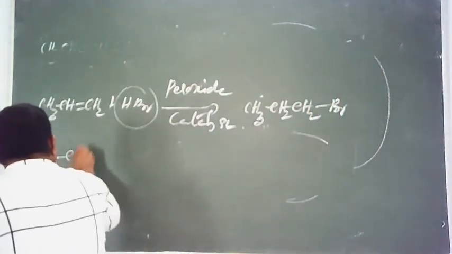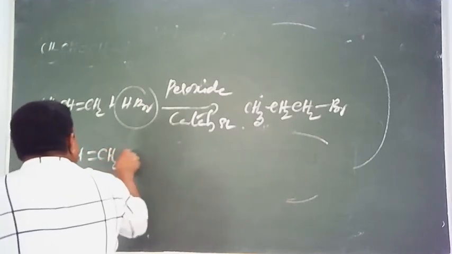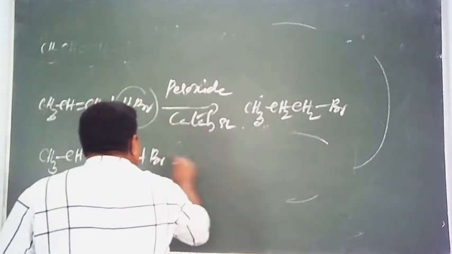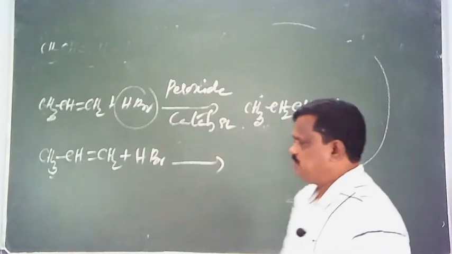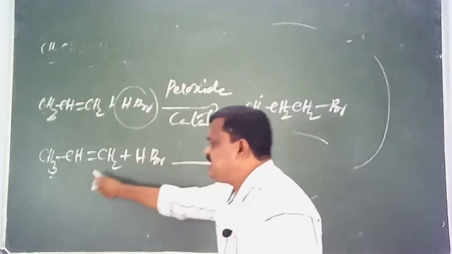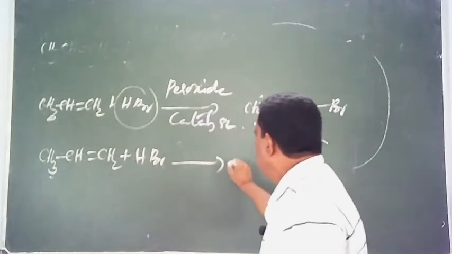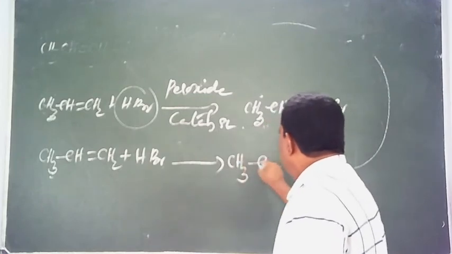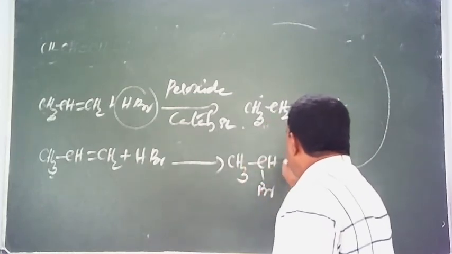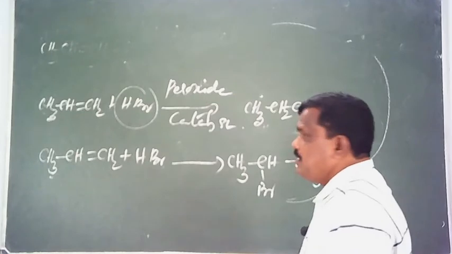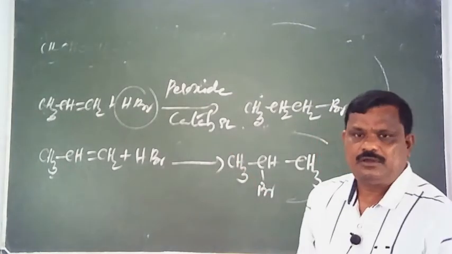CH3CH=CH2 plus HBr. I am not going to use the catalyst here. Here addition takes place in accordance with Markovnikov's rule. So I get the product CH3CHBrCH3.